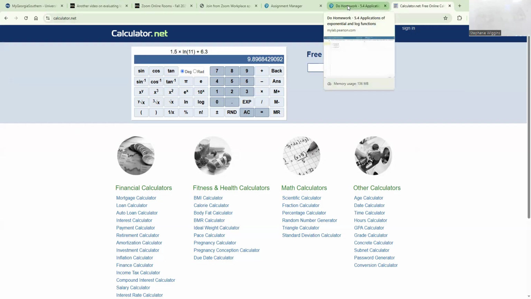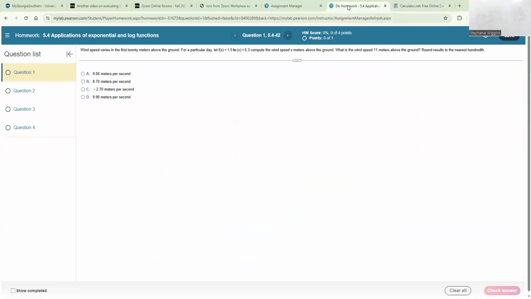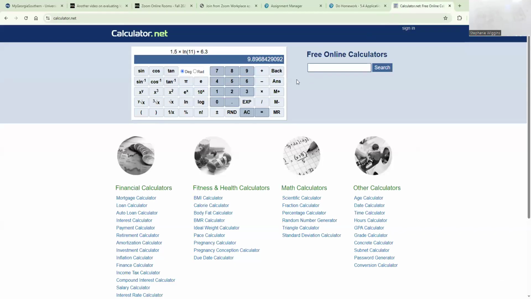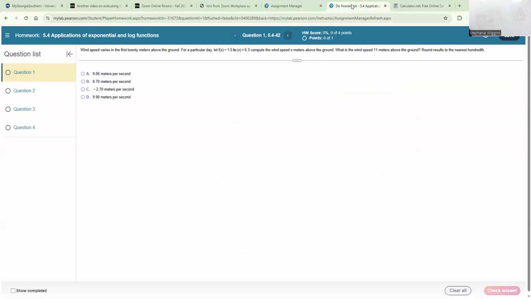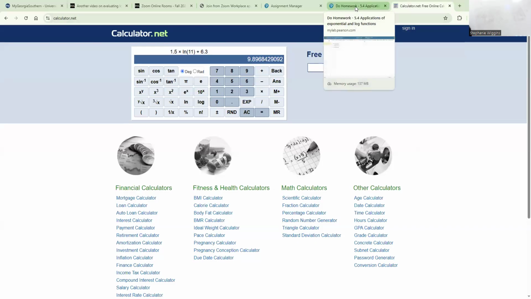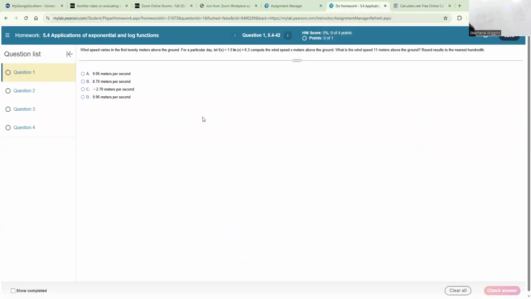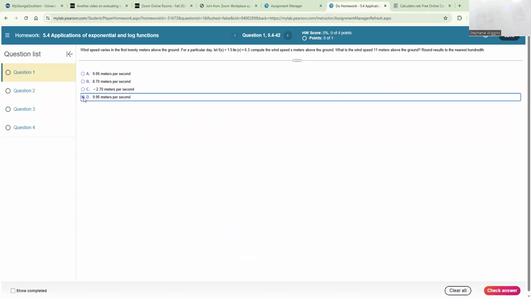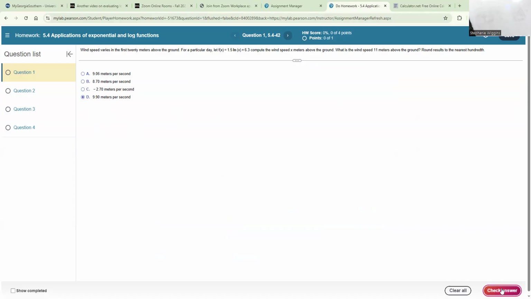And let me make sure I got that right. 1.5. Okay, looks good. So if we round it to the 100th place, okay, so if we round it, it's going to be 9.90, rounding up because of the 6 there. So 9.90. Oh, it's a multiple choice. D is correct. All right.